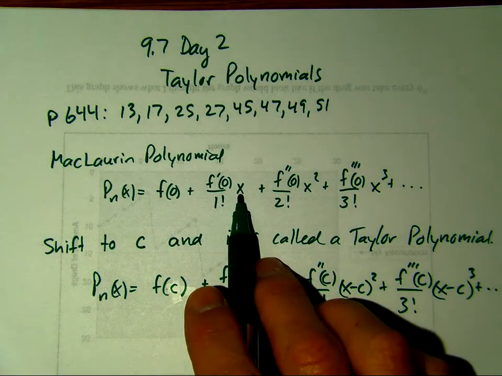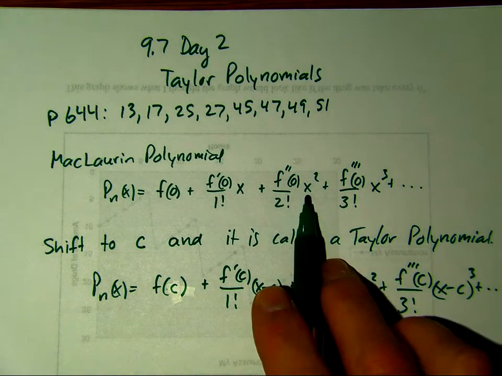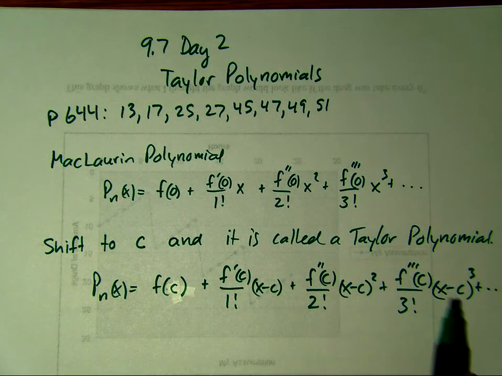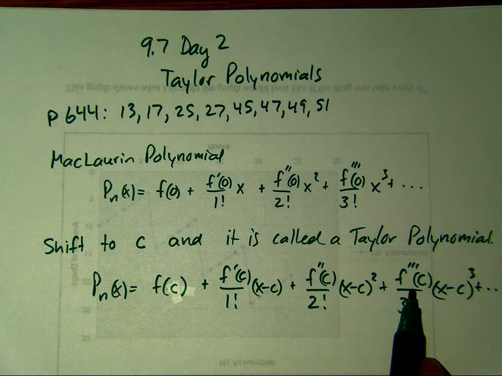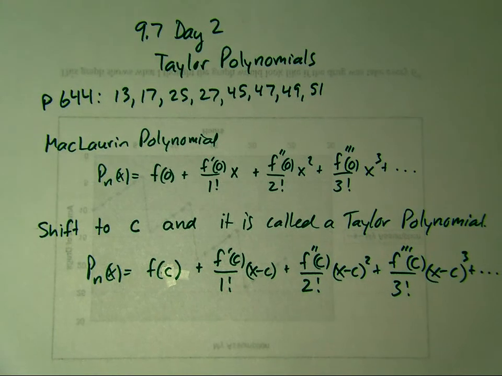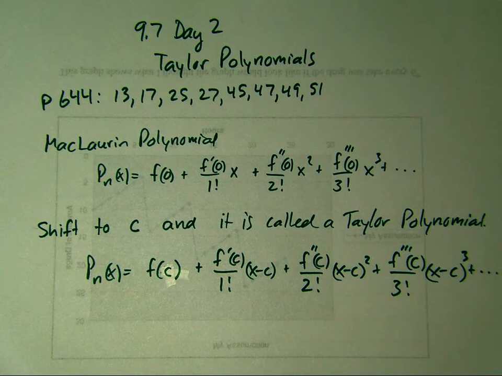So instead of x, we'll have x minus c. Here we have an x minus c, x minus c. And then all the functions and their derivatives are evaluated at c also. But that's the only change. And we're going to use this to approximate function values.